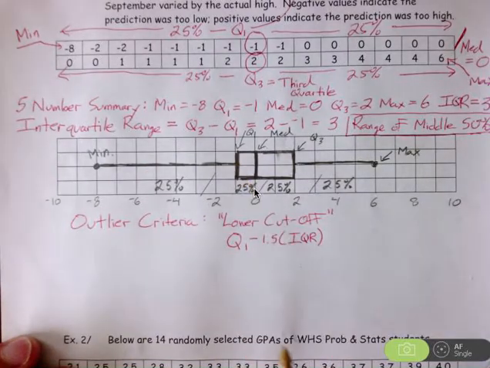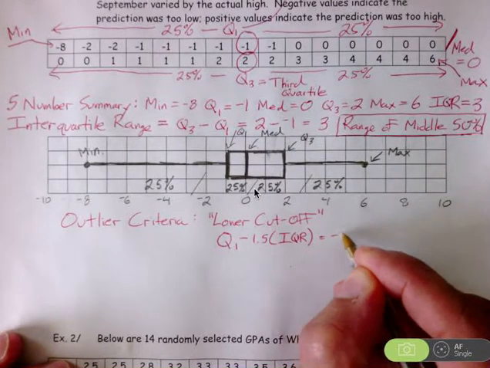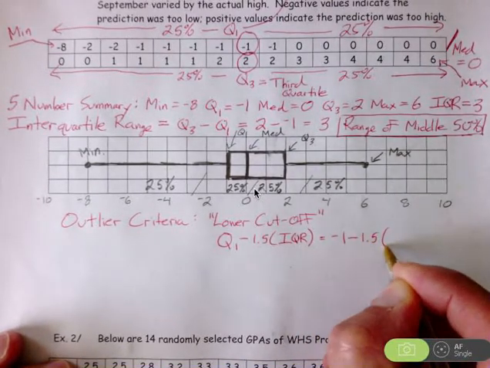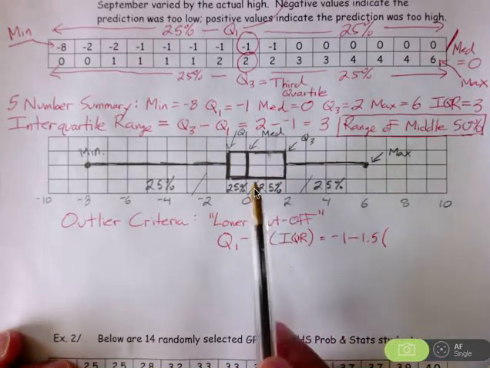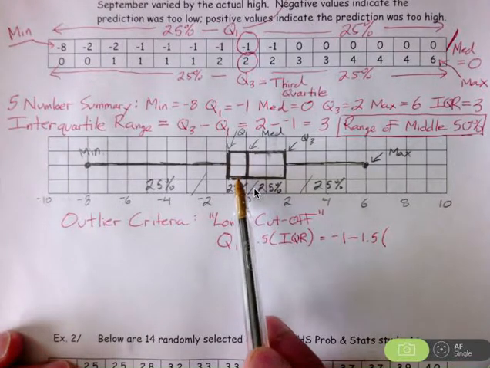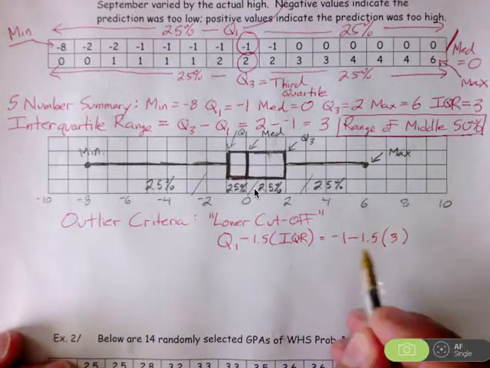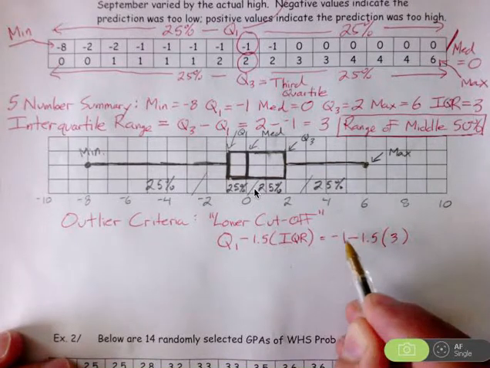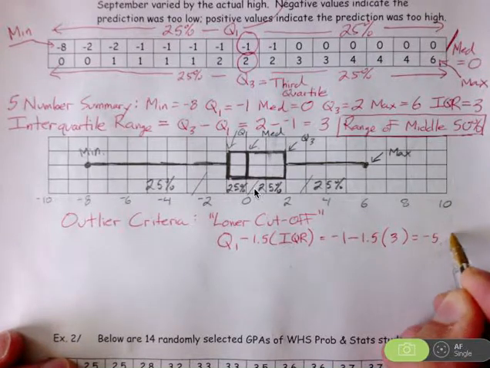So let's actually calculate it. The value of Q1 is at -1. Then I'm going to subtract off 1.5 times the interquartile range. We calculated the interquartile range in the last video as 3. You could actually count the units here. Each of the boxes represents 1 unit. So it's 1, 2, 3 units long. So -1 minus 1.5 times 3. 1.5 times 3 is 4.5. So if I subtract that from -1, that gives me -5.5.